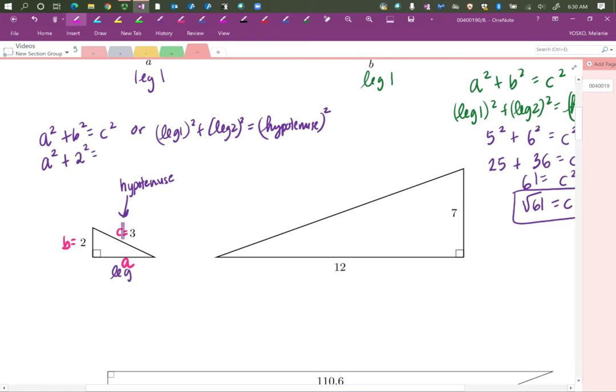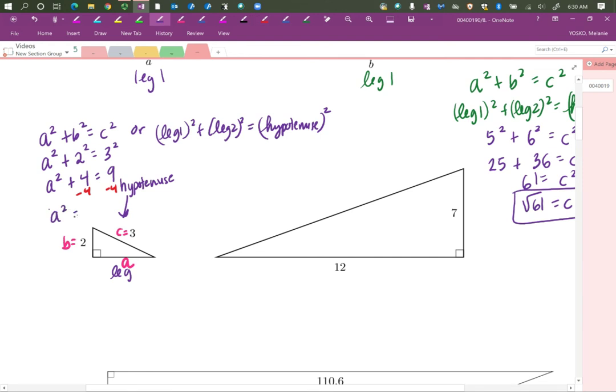And now we're going to plug in c equals 3. So c is 3, then we're going to square it. 3 squared. So we have a squared plus, well, 2 squared is 4, and 3 squared is 9. Okay, so then we're going to have a squared plus 4 equals 9.